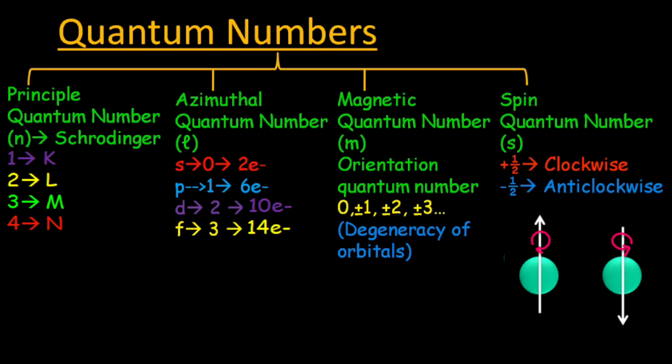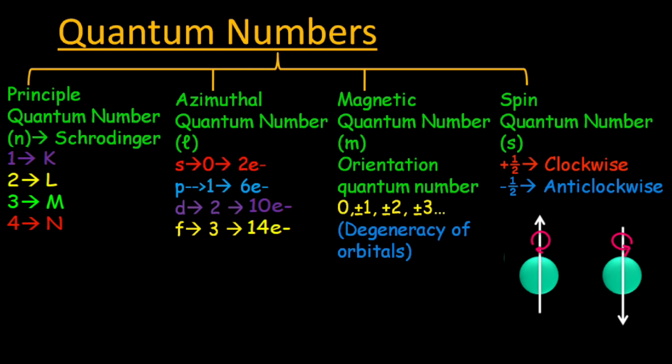Let's talk about the quantum numbers, which are the numbers assigned to every electron and that tell us about the position of electron outside the nucleus completely. There are four types of quantum numbers: principal quantum number, azimuthal quantum number, magnetic quantum number, and spin quantum number. Principal quantum number tells us about the shells.